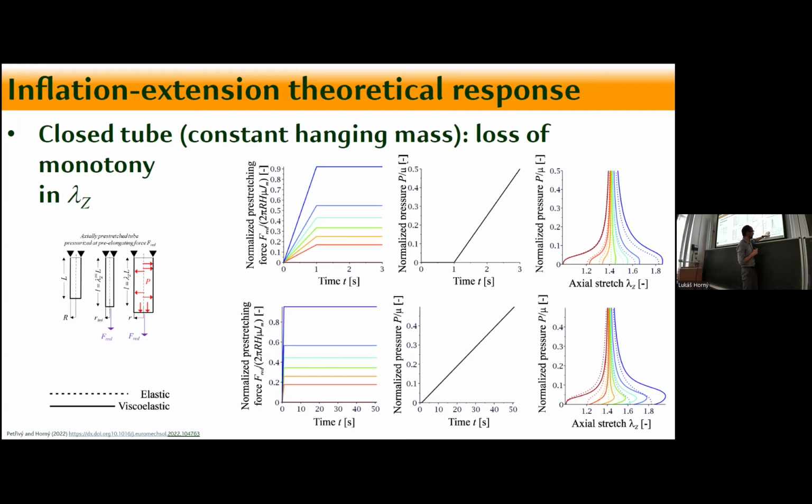And here we see, this is the right part of the picture, that responses which originally were shortening now extend, elongate. Then there is some inversion and shortening follows. So there is a loss of monotony in this response, which was the consequence of viscoelasticity.